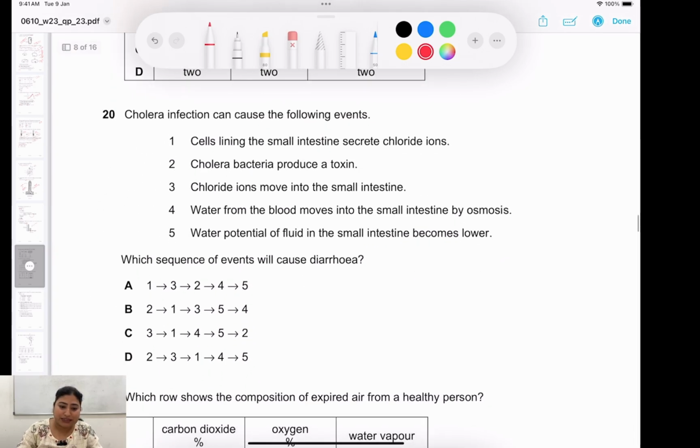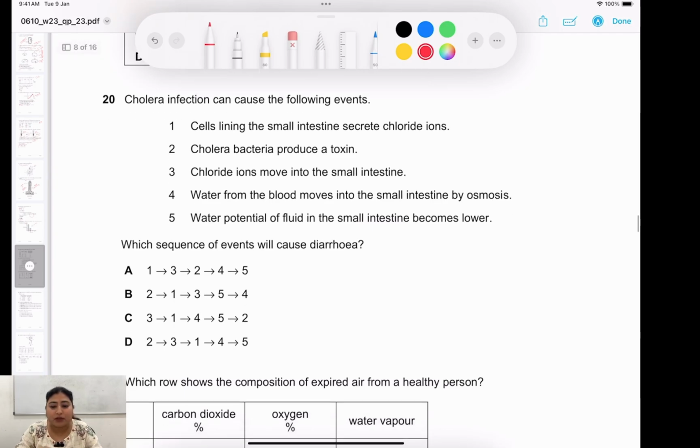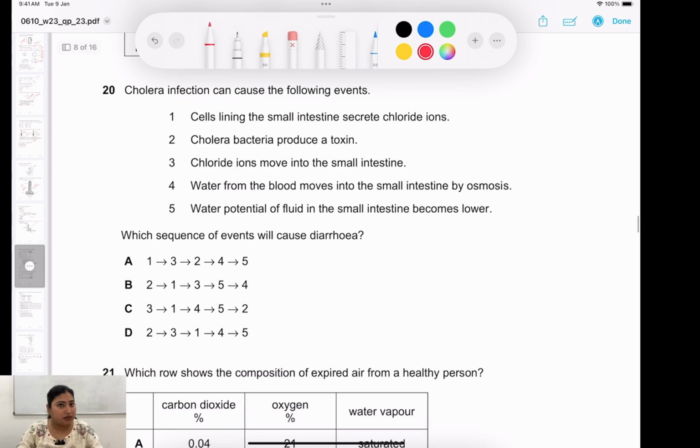Then question number 20. Cholera infection can cause the following events. Okay. The first thing would be that bacteria is going to infect the cells. The cells will release the chloride ions. The chloride ions move to the lumen, into the gut, that is the small intestine. They reduce the water potential there, and this causes the water from the cells of the intestine to move into the intestines. So this is the correct sequence of how cholera infects your intestine.